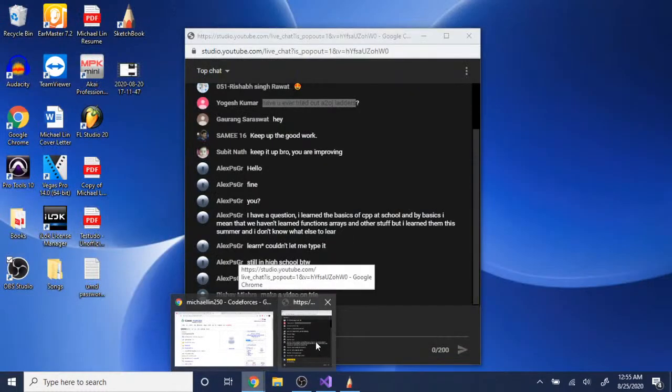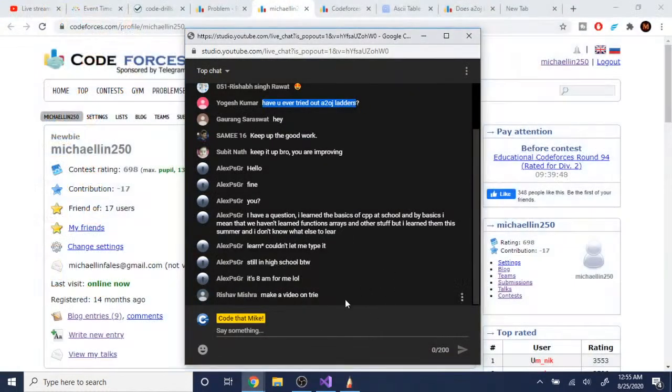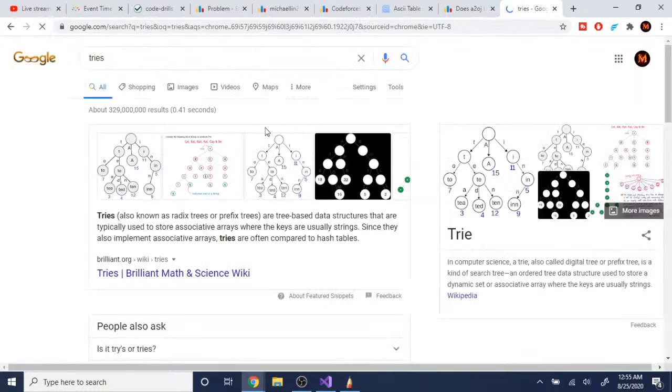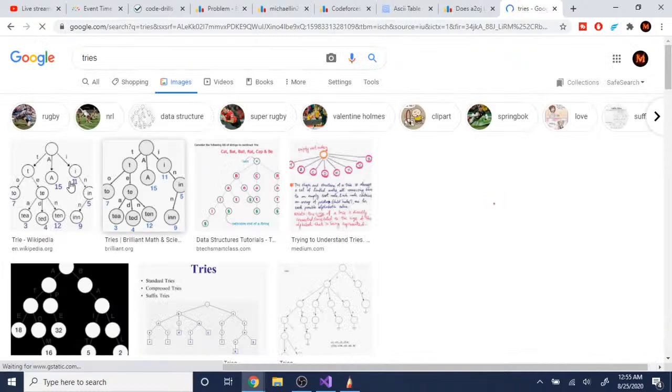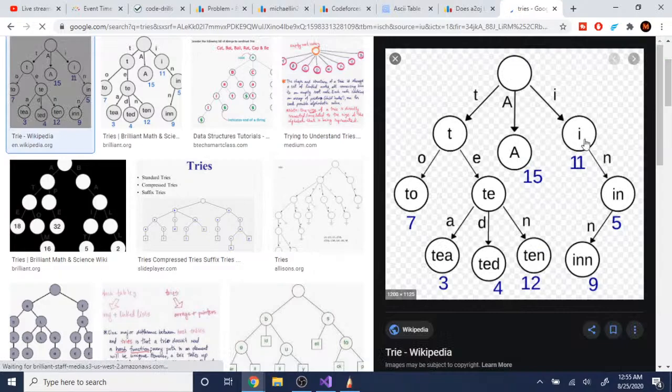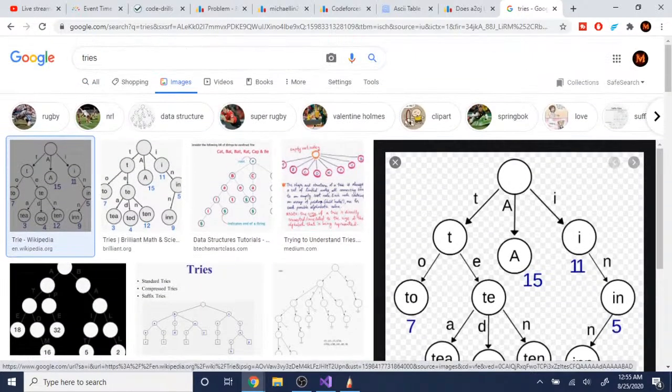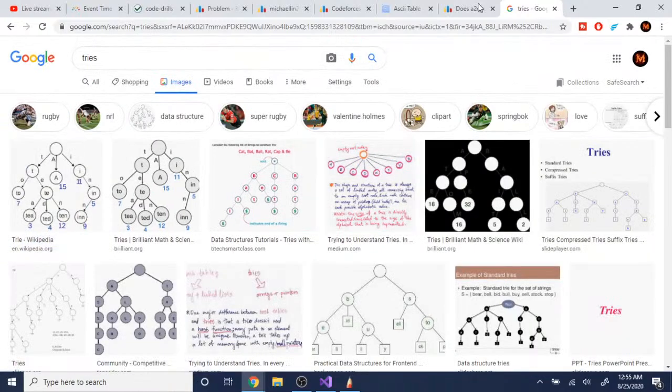It's 12:55 a.m. Make a video on tries. Yeah, okay. Tries are where you keep occurrences of letters, I think, right? Maybe I'll make a video on tries. I definitely could. This is a fun data structure. I've actually learned this in my advanced data structures class, so I could make a video about this. I'll make a video on tries next time.